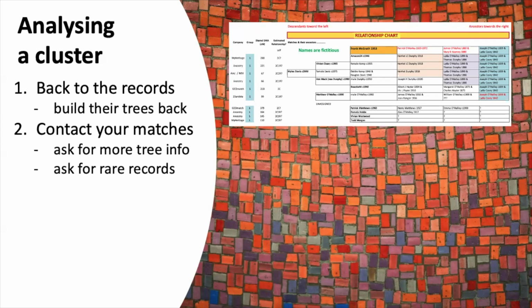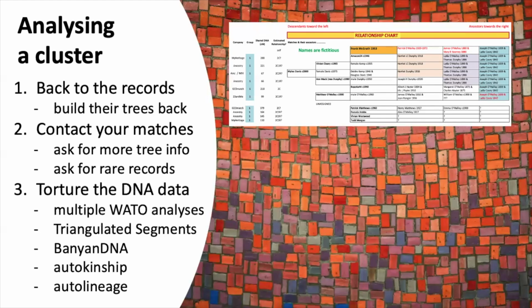The other thing that you can do is you can contact your matches, and you're looking for two things. You want more information about their family tree. You also want to ask them about any rare or unusual records that they have in their possession that aren't going to be in any library or archive or repository. They're going to be up in the attic, in the trunk, in the chest. And those might be very rare records, and that in fact is the next step, step 7.